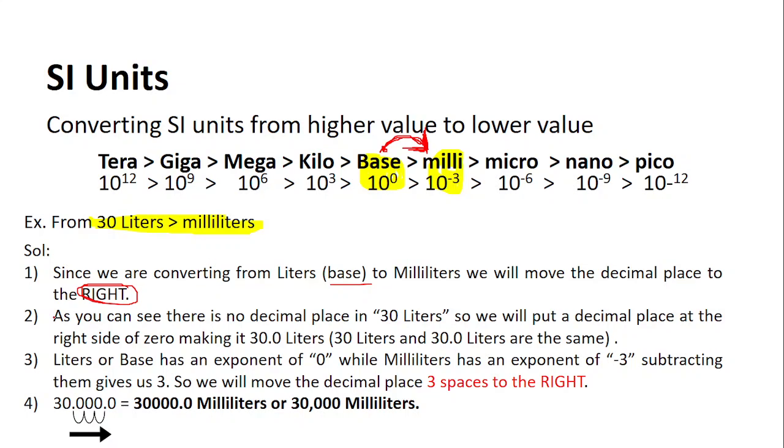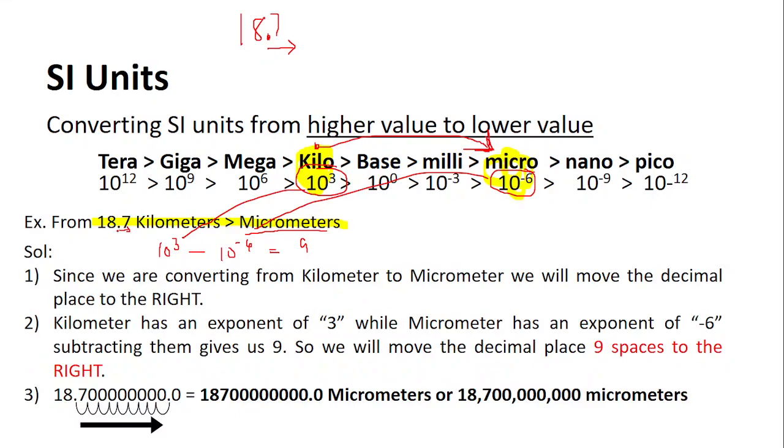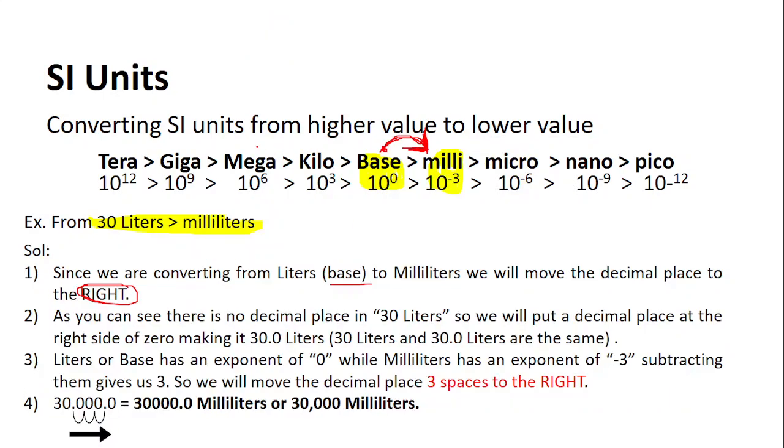Number 2, sa solution. As you can see, there is no decimal place in 30 liters. Kanina, sa given natin, 18.7, may point, class. However, sa given natin, 30 lang. Wala kitang decimal point. So, if wala decimal point, we can add a decimal point. We will put a decimal point at the right side of 0, making it 30.0. So, 30.0 and 30 are both equal, the same lang sinda. Mabutang lang kita ng .0 para may ma-start kita maghiwag.